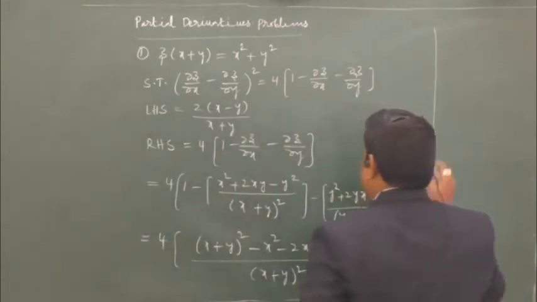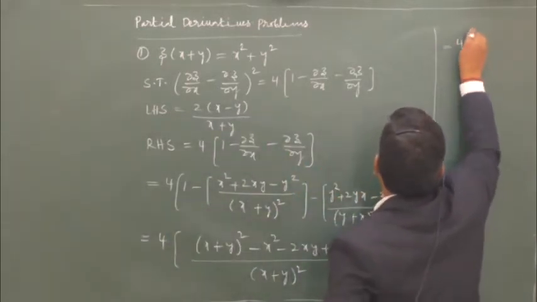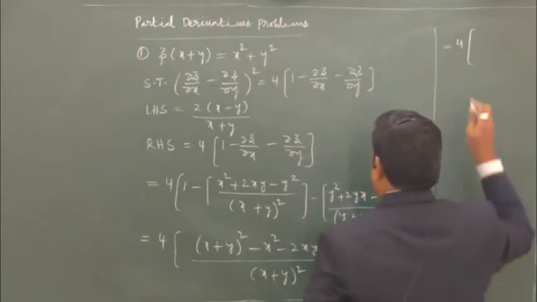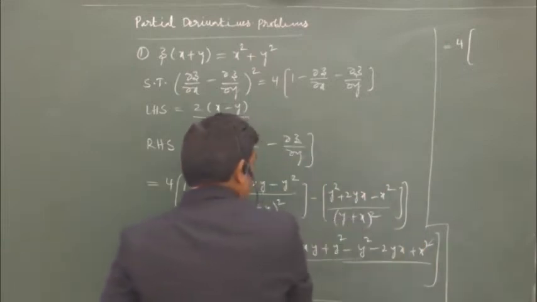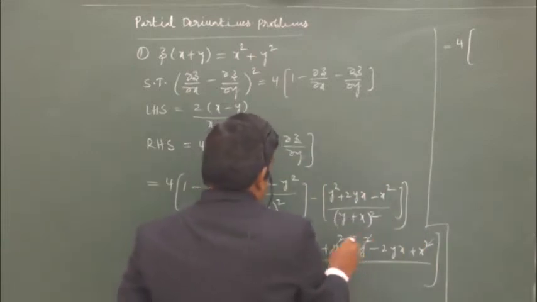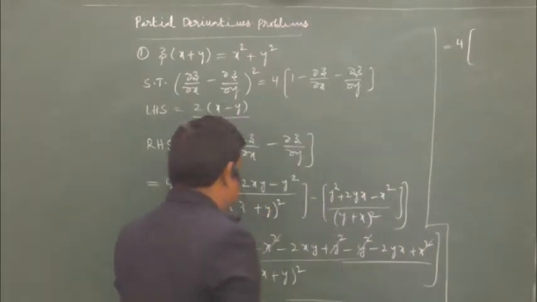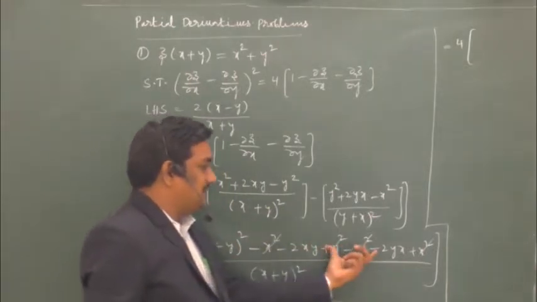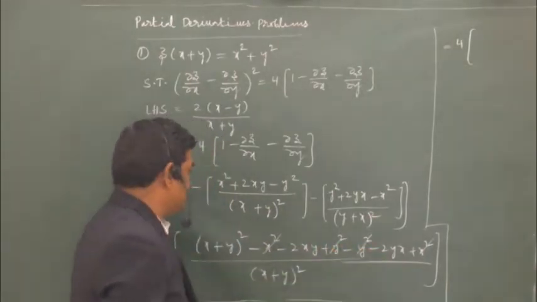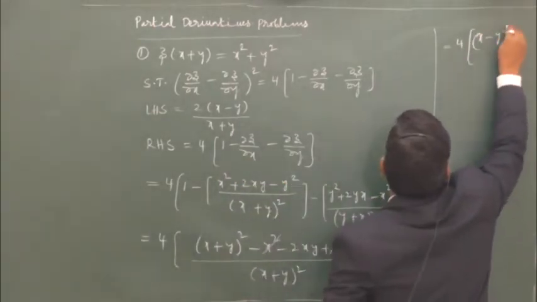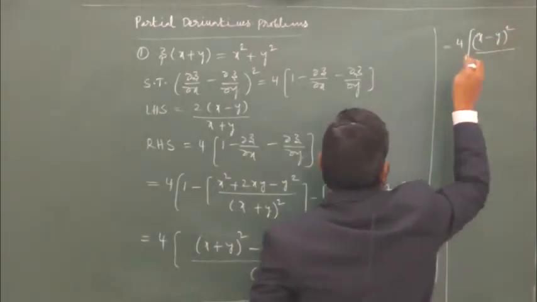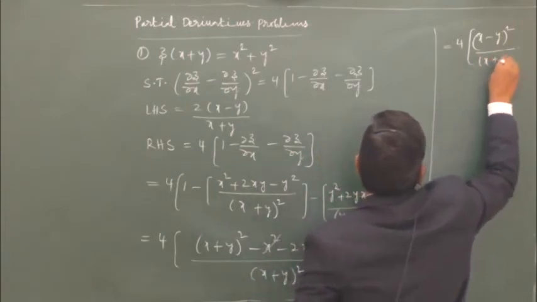Now this is equal to 4 into, numerator will be, here x square gets cancelled and y square is also cancelled. So it is (x plus y) whole square minus 4xy, it will be (x minus y) whole square. (x minus y) whole square by (x plus y) whole square.